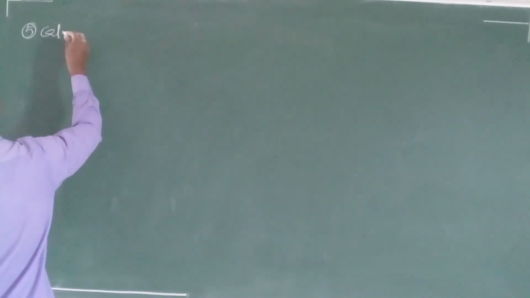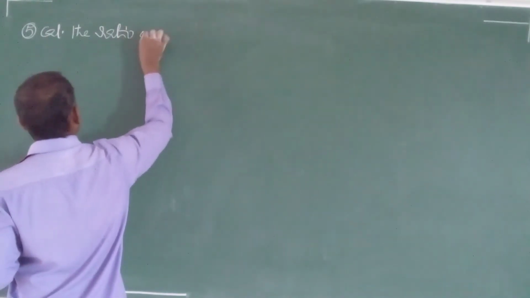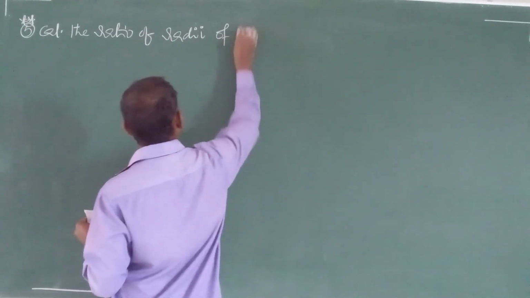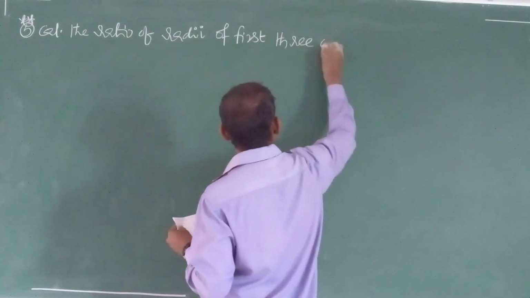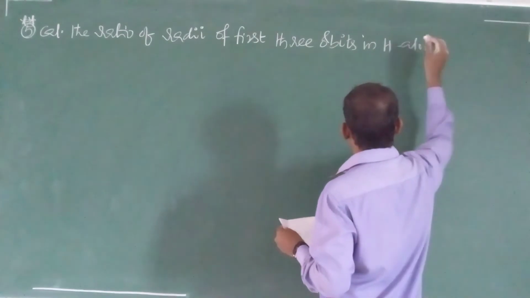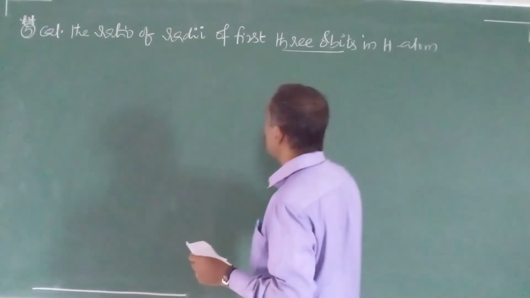Next, fifth one. Calculate the ratio of radii of first three orbits in hydrogen atom. This is important but easy. So they are asking ratio of radii of first three orbits of hydrogen atom.